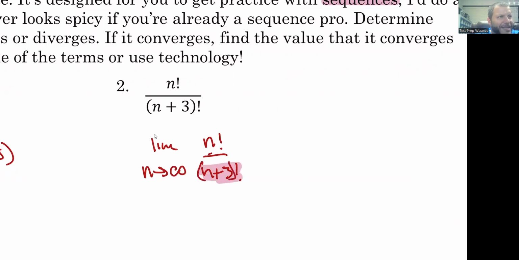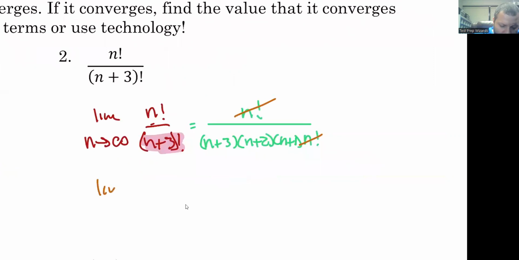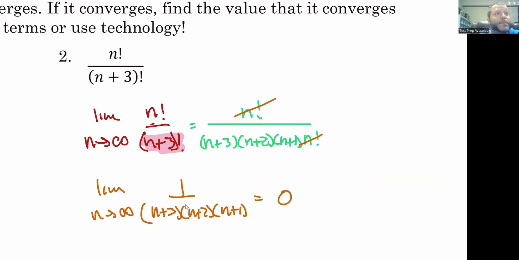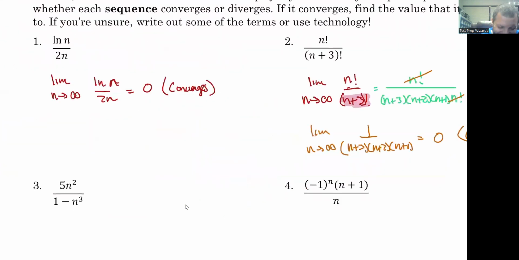But if not, we want to take the larger factorial, n plus 3, and then use this recursiveness until we get the smaller factorial, right? So n plus 3, n plus 2, n plus 1, and then there's our n factorial. So we can cancel these n factorials. And now we're taking the limit as n approaches infinity of 1 over n plus 3, n plus 2, n plus 1. The only places that our n's live is on the bottom. So this would converge. So it converges to 0, the sequence.